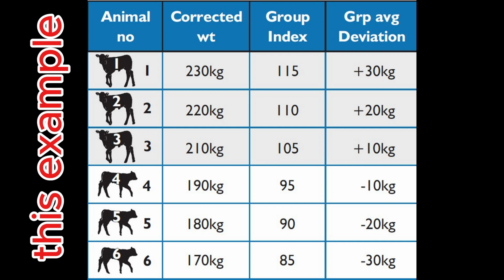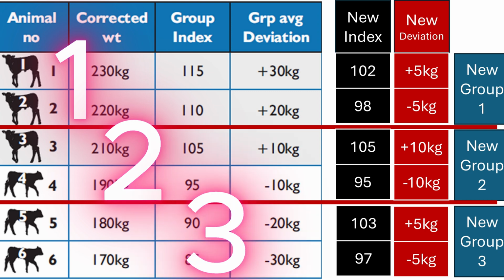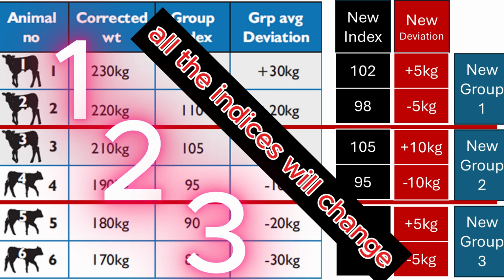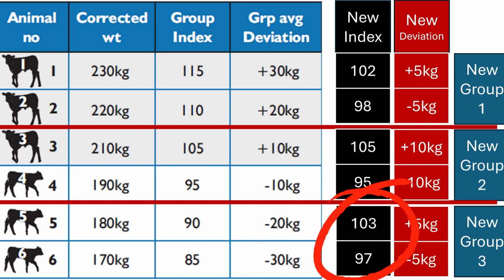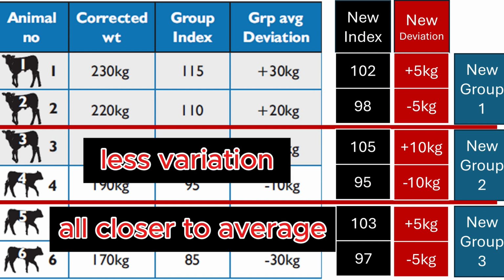If we use this example where the group is incorrectly divided into 3 groups, all the indices will change, while the poorer calves are favored and the best calves are now at a disadvantage. There is now less variation amongst the calves. They are all close to average.